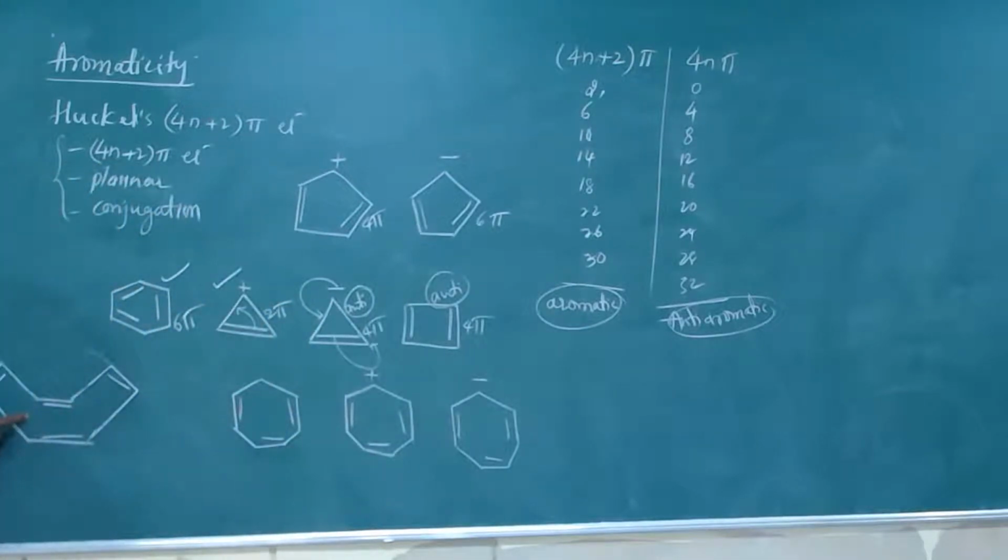Next, what about this? 1, 2, 3, 4. 8 electrons delocalized. 8 electrons means what it is? Anti-aromatic? No, it is non-aromatic. Reason? Not planar. It is tub-like structure. It is not planar. So therefore, this is non-aromatic.